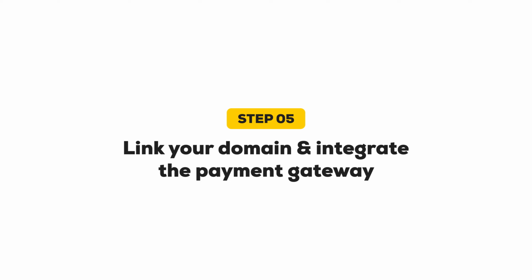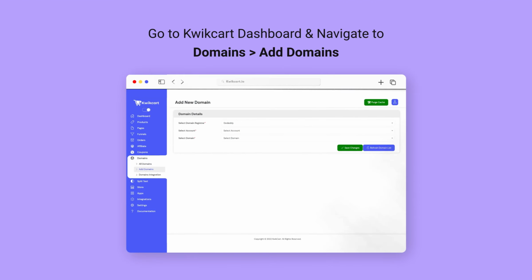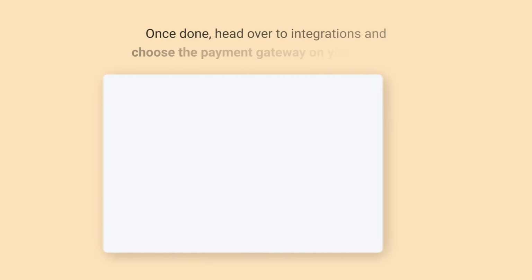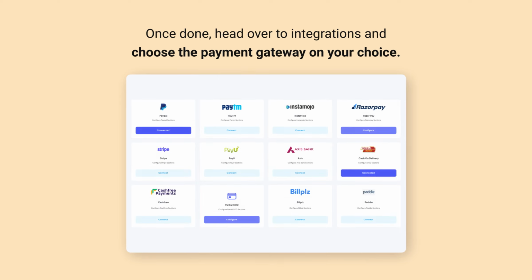Step 5. Link your domain and integrate the payment gateway. Simply go to the dashboard and navigate to Domains, Add Domains. Once done, head over to Integrations and choose the payment gateway of your choice.